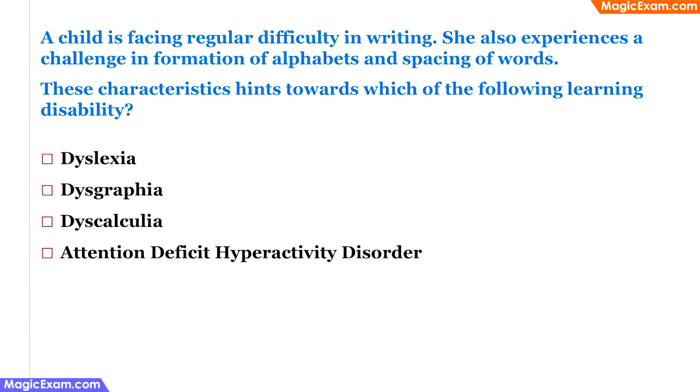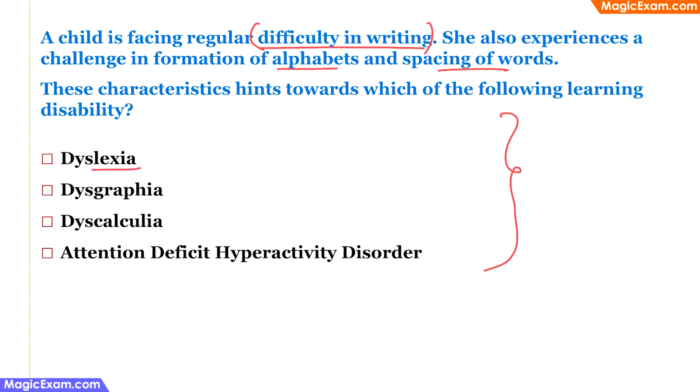A child is facing regular difficulty in writing. She also experiences a challenge in the formation of alphabets and the spacing of words. So we have to identify that this difficulty in writing is which of these learning disabilities. This is a very simple question and you can remember this in a very easy way.